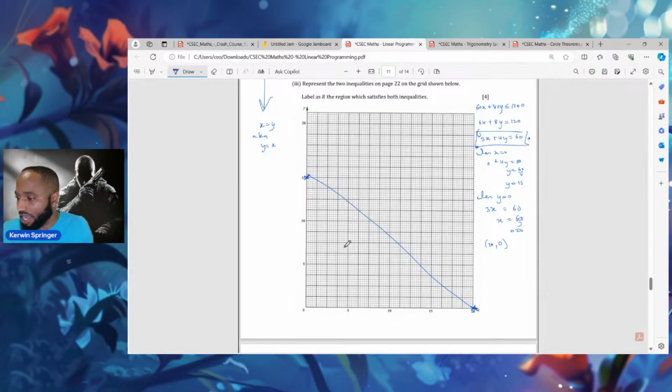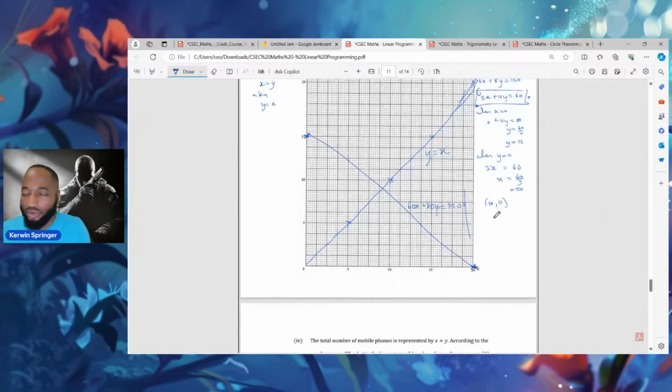Then I have the line y is equal to x, which passes through all of these points: 10, 10, 5, 5, 15, 15, 20, 20 over here. There's a next line like this. This is the line y is equal to x. And the other line is 60x plus 80y is equal to 1200.